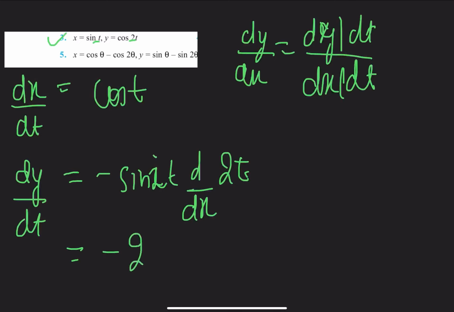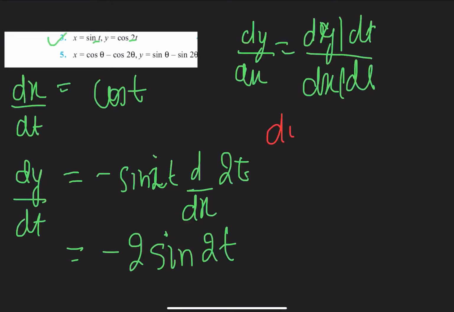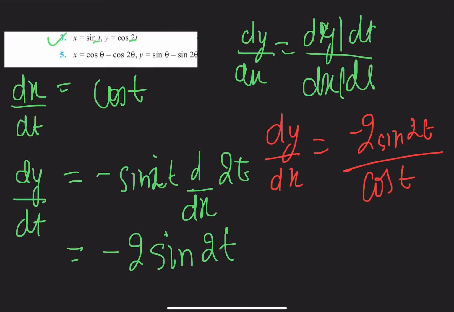Derivative of t is 1, so it becomes 2 only. So minus 2 sin 2t, because when we differentiate 2t, 2 is a constant, it comes out, and derivative of t, which is a variable, is 1. So this becomes minus 2 sin 2t. So let's divide it and get our final answer to the question. The answer would be dy by dx is dy by dt, which is minus 2 sin 2t upon cos t. Okay, this is the answer, minus 2 sin 2t upon cos t.